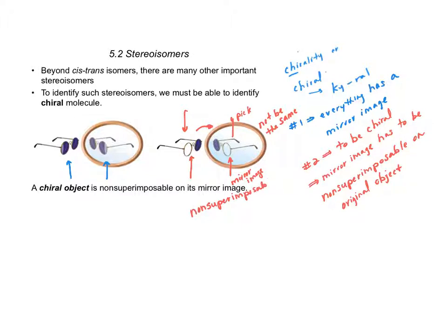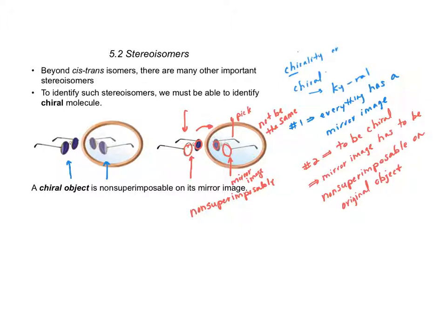Non-superimposable, right? So if you imagine picking these sunglasses up, rotating them 180 degrees, and setting them back down on the original object, you're not going to get the same thing. Instead, the clear frame is going to lie over on this guy, whereas the darkened frame is going to lie over on this guy, okay? So because of that, they're non-superimposable.